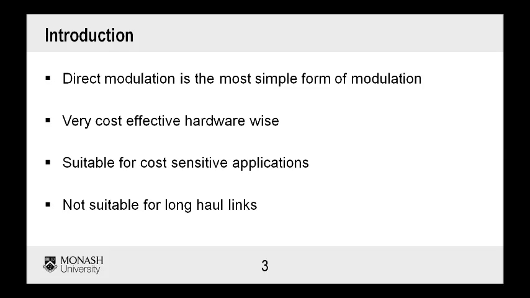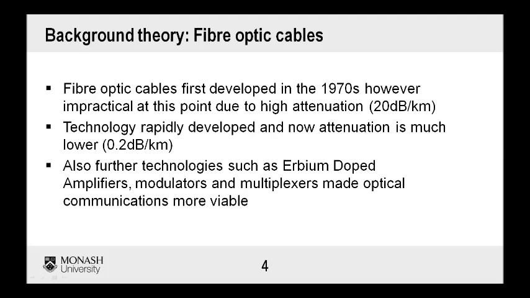So now a bit of an introduction to the project. Direct modulation is the most simple form of modulation. This is because the hardware involved is very cheap. This is what makes it suitable for cost-sensitive applications such as fiber to the home and metro area networks. However, it is not suitable for long-haul links. This is because you would much rather use external modulation in this situation because it is much faster, however it is much more expensive.